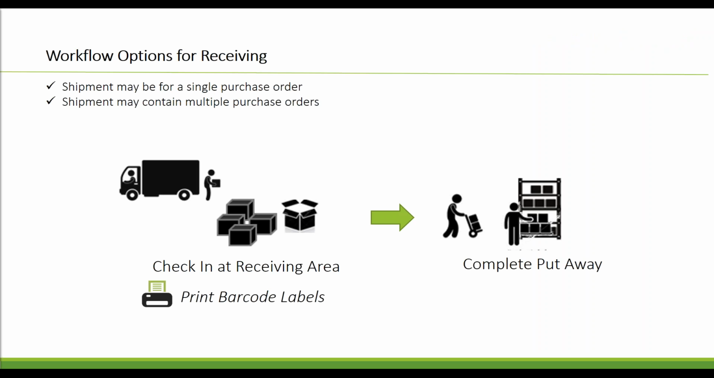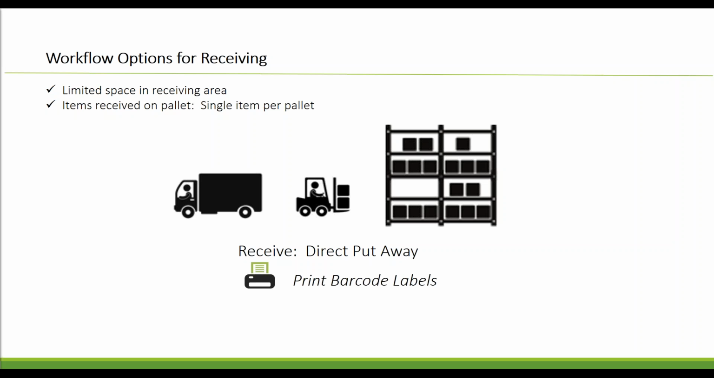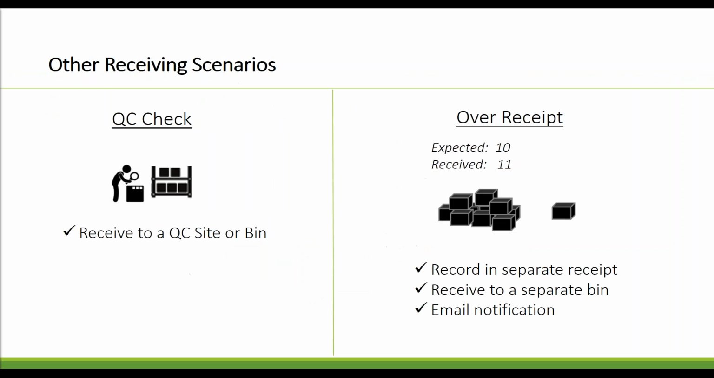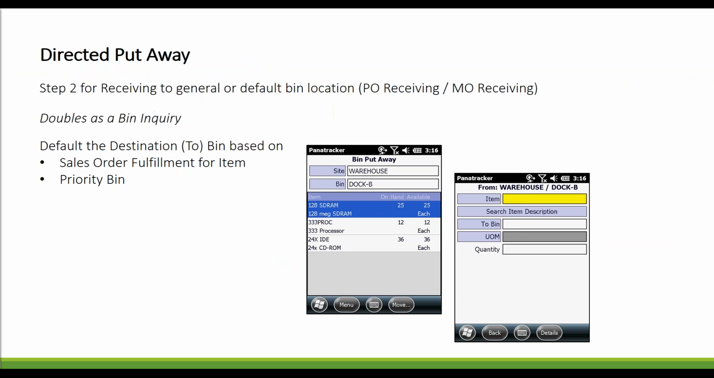And next, we're going to talk a little bit about different workflow options for receiving. A lot of our customers will check in at a receiving area like I did, print their barcode labels, and then as a second step, they'll do a put away. You might also just do a direct put away, especially if you're bringing something in from a fork truck. Just take it and move it right away to the put away location. So that's an option as well. Again, we offer many different workflow options that we can review with our customers to identify best practices of how to set that up for them.